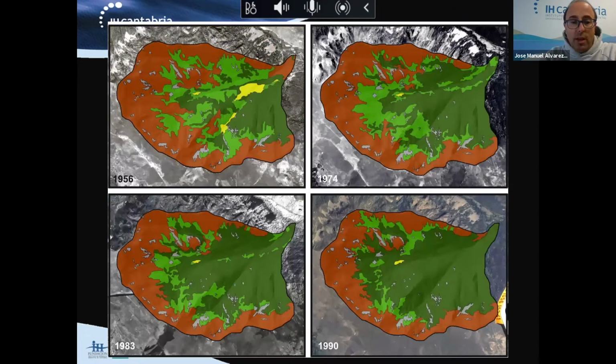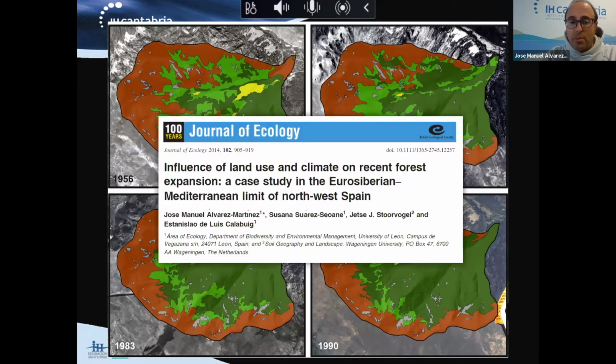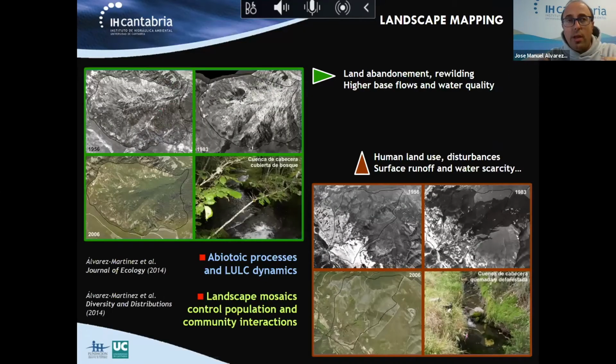Here you have maps from the mid-1950s to more or less the current situation. I went to the field for the current situation. I used the ortho-rectified aerial photographs in the PNOA. So I created maps for analyzing how land cover, land use, and climate interact and modify landscape structure in the future, and how that landscape structure affects the functioning.